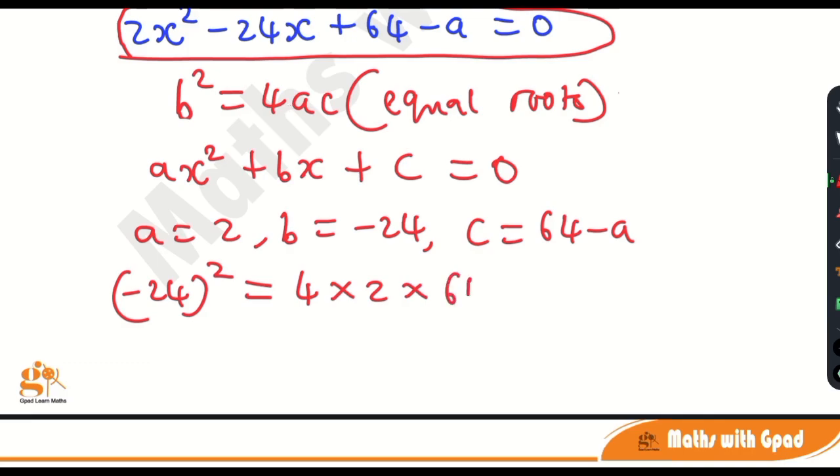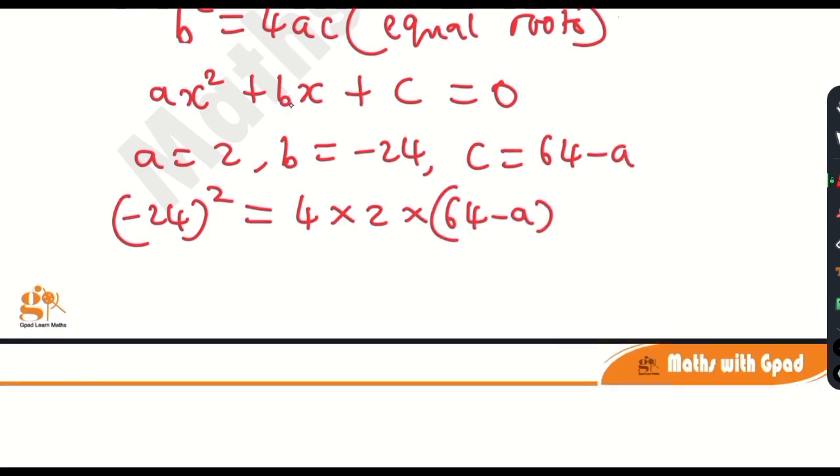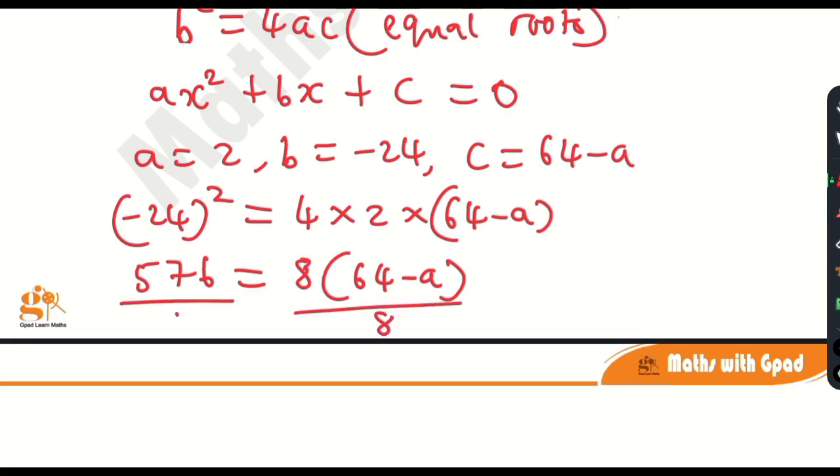64 minus a. Let's wrap this in a bracket. Minus 24 raised to the power 2 is 576, and this is equal to 4 times 2 is 8, 8 bracket 64 minus a. Now what I'm going to do, I'm going to divide both sides by 8 so that I will get rid of 8 from here. Divide both sides by 8, this by 8.